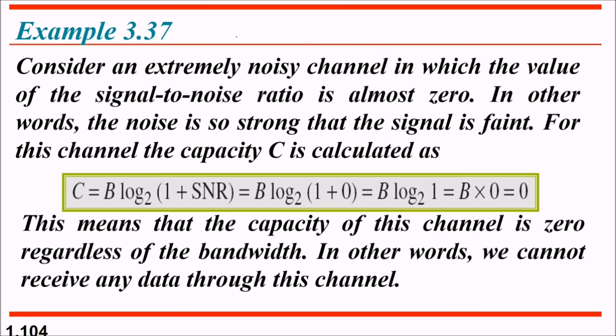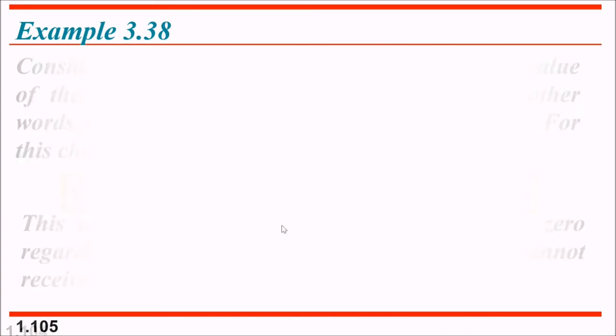Let us consider an extremely noisy channel in which the value of the signal to noise ratio SNR is almost 0. In other words, the noise is so strong that the signal is faint. For this channel, the capacity is calculated by B log base 2 of 1 plus SNR. Because SNR is 0, it is log of 1, which is 0. So the capacity will become 0, regardless of the bandwidth. It is not dependent on the bandwidth. So we cannot receive any data through this channel if the noise is very high.